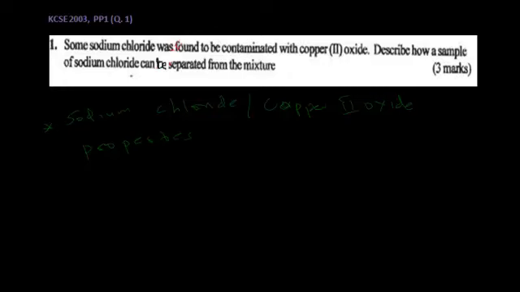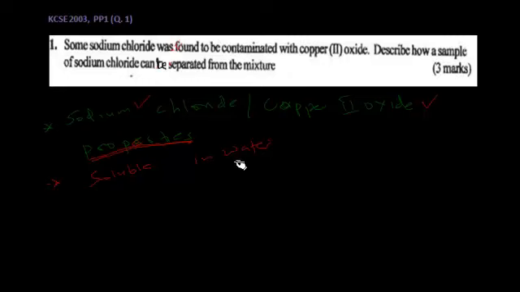In fact, let me just highlight that in a different color. So you have to know what the properties of these components are. What is the characteristic of sodium chloride that is different from copper 2 oxide? Of course, they are both solids, but what is unique about sodium chloride that copper 2 oxide does not have? Now if you've read this, you will know by now that sodium chloride is soluble in water, yet copper 2 oxide is not soluble in water.